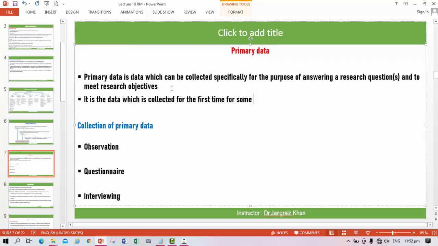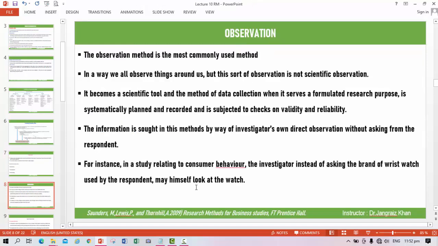It is data collected for some purpose. The data which we collect through questionnaires can be referred to as the primary data. The primary data can be collected through different methods, and these methods include the method of observation, the method of questionnaire, and the method of interview. These are the three major methods for collection of the primary data.